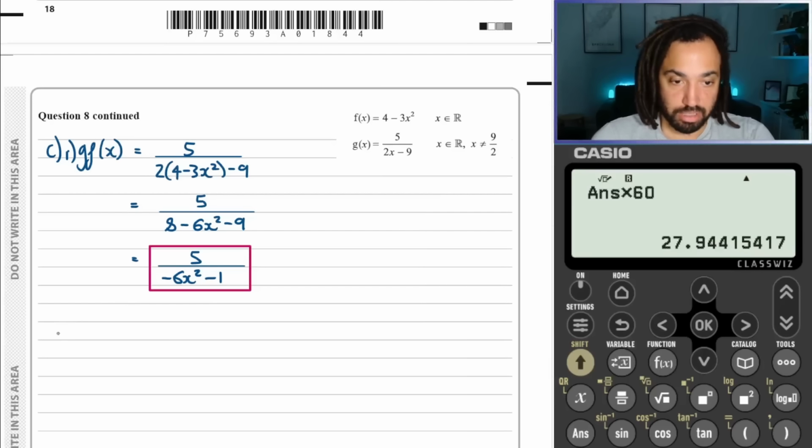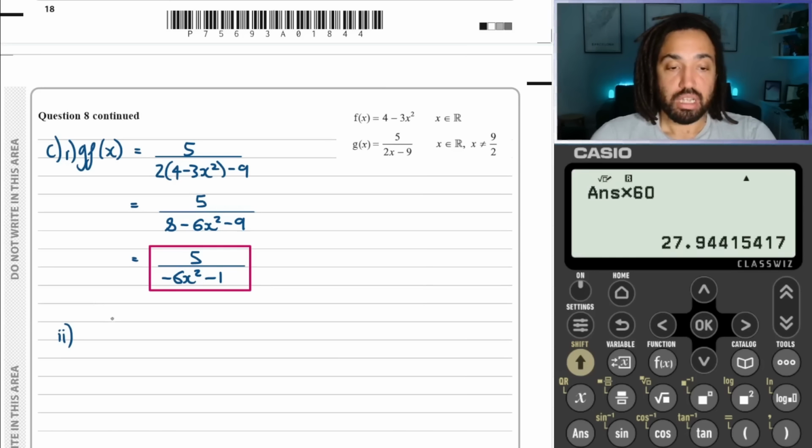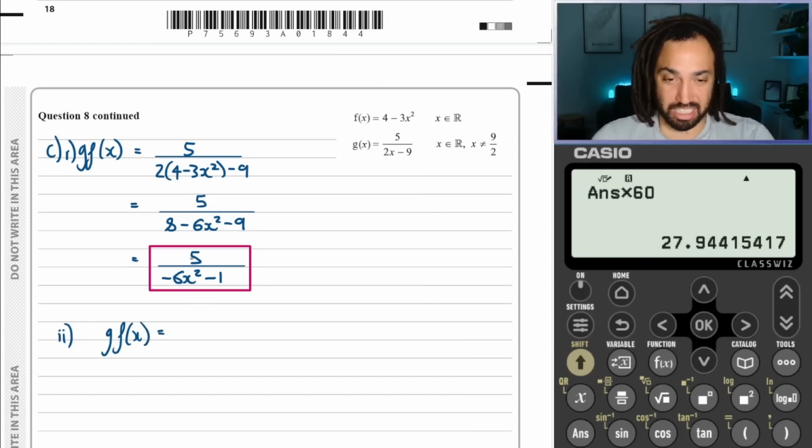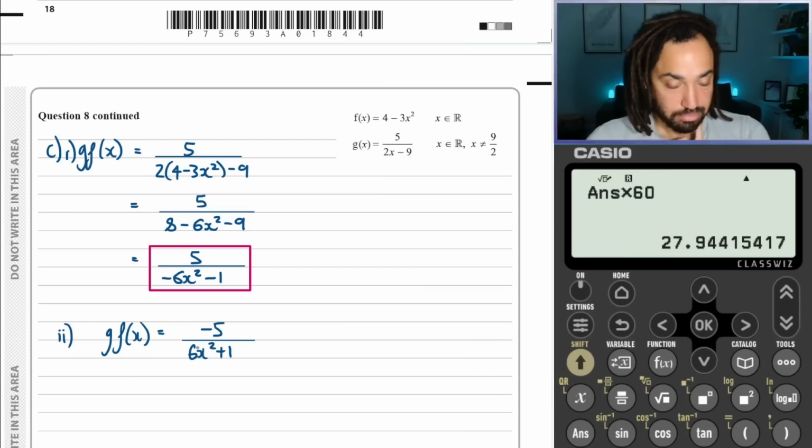So part 2, let's find the range. First thing I'm going to do actually is I'm going to rewrite this function. So it's just going to make understanding slightly easier. I'm just going to times top and bottom by minus 1. So that doesn't change the function, it just writes it slightly differently. So we're going to get this.